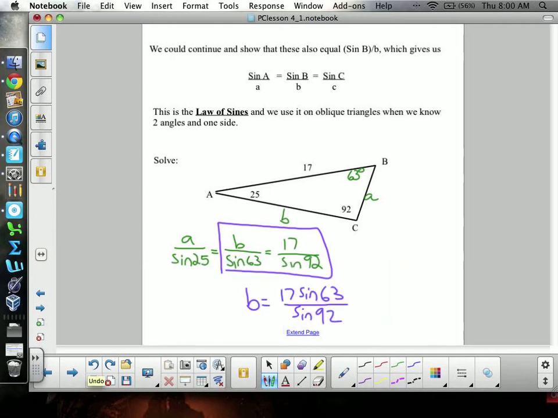And I just put that in my calculator. 17 sine 63, be sure to close the parentheses, divided by sine 92. And I get that side B is 15.2 approximately.